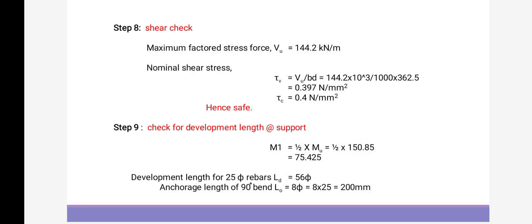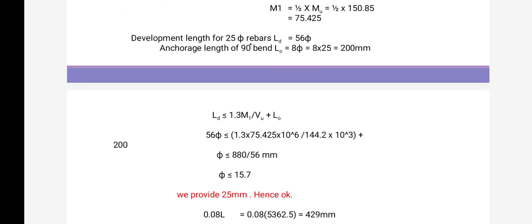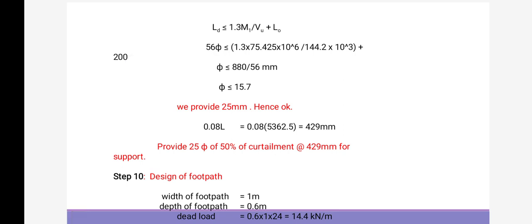Then check for development length at support. So first find out the M1. So M1 is equal to half into Mu. So substitute the value, find out the M1. M1 value is 75.425 kilonewton meter. So next, development length for 25 mm diameter rebar LD is equal to 56 times the diameter. The anchorage length of 90-degree bend L0 is equal to 8 times the diameter. So 8 times 25 mm, therefore 200 mm value. So we provide the 25 mm diameter rod, hence it is safe.